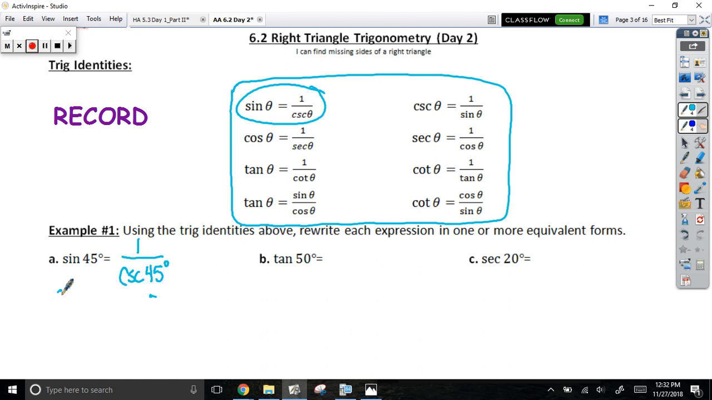Now the next one, tangent of 50. Who thinks they could write tangent of 50 in an equivalent form? There are 2 answers to this one. Get your formula sheet or go up to the board at the formulas. Tangent of 50 would equal what? Yes, that's one of them. Tangent of theta equals 1 over cotangent, so tangent of 50 equals 1 over cotangent. And then what's the other one that tangent is equivalent to? Look right below it. You got it.